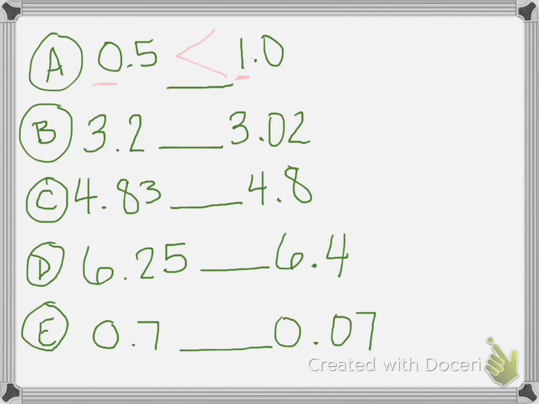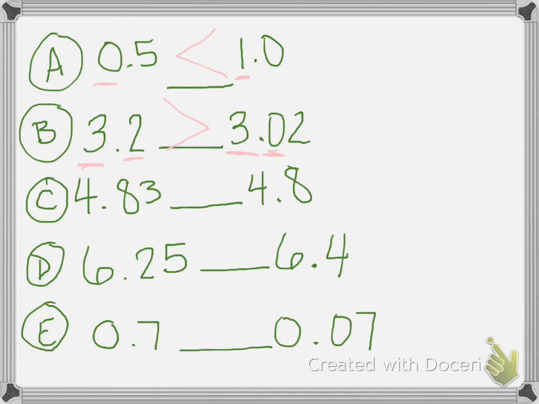Then we have 3 and 2/10 and 3 and 2/100. So we start at our ones. They're both 3s. So we move on to our tenths. We have a 2 and we have a 0. 2/10 is greater than 0/10, so greater than.